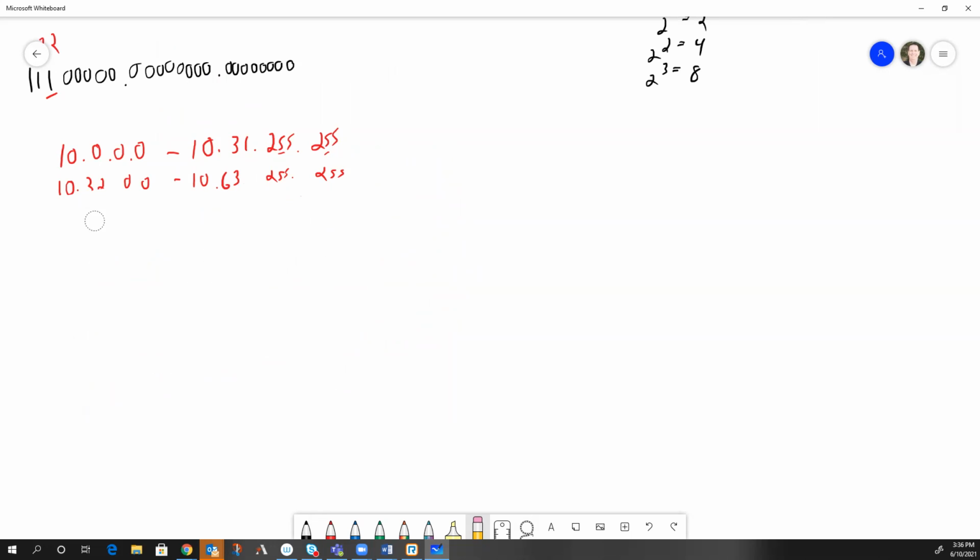Okay, it'd be 0, 32, 64, 96, 128, 160. That's what I missed. 192 and 224. 1, 2, 3, 4, 5, 6, 7, 8. There's our 8. Those are the 8 subnets that are part of this when you borrow 3 bits.